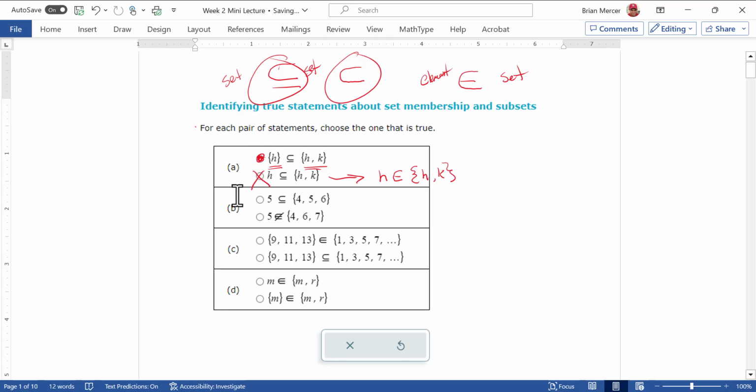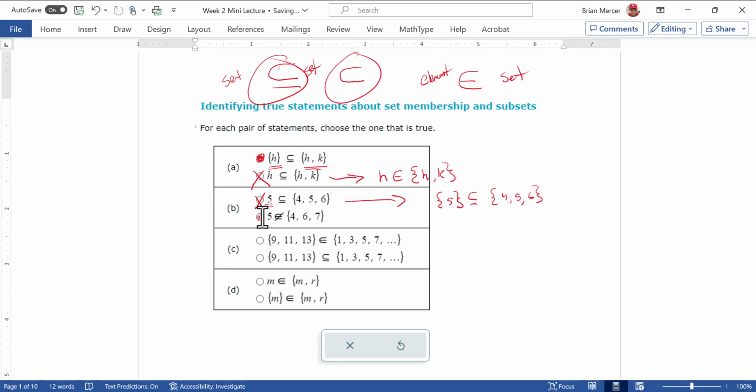That one's not. Second one, it says 5 is a subset of the set containing 4, 5, and 6. Well, 5 by itself is an element, not a set. So this is not correct. If I wanted to make this correct, I could say the set containing 5 is a subset of the set containing 4, 5, and 6. The reason this one's not correct is I don't have the curly braces around it, so it's not even a set, it's an element.